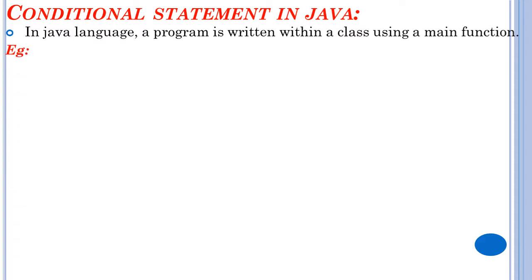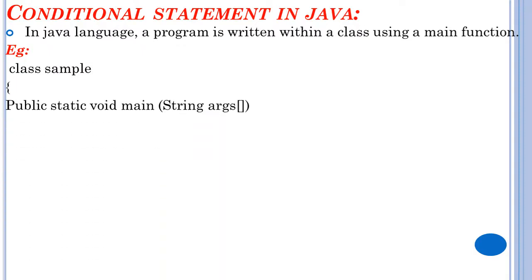Okay, you can see here one example, like a syntax. The class name is Sample, public static void main, string argument. Inside this bracket you need to write whatever statements are there. After each statement you need to write the semicolon, then only the statement is over. Statement 1 over, statement 2 over, like that only. Last it will be statement n, right? This is about conditional statement in Java.